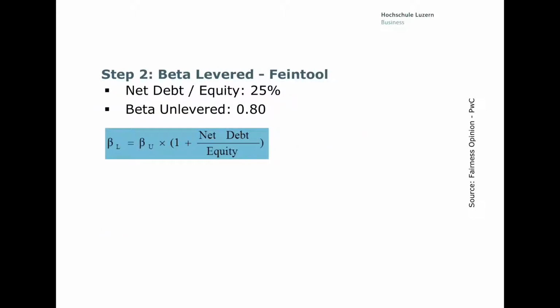The second step in the process to determine the cost of equity is to compute the levered beta of FineTool. For that purpose, we can apply the formula illustrated before to move from unlevered beta to levered beta. The net debt to equity ratio of FineTool is 25%, and the unlevered beta derived from the peer group above is 0.8. Based on these numbers, the levered beta is 1.